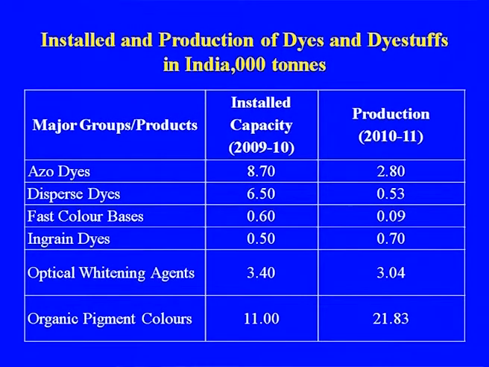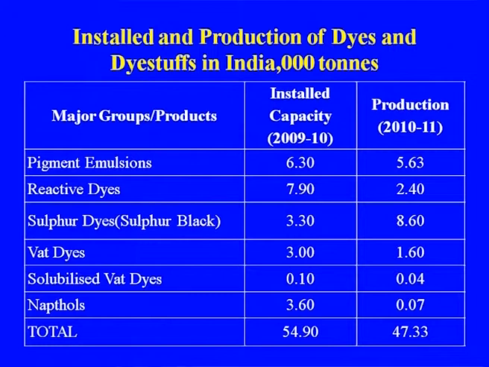These are some of the data available from the Ministry of Chemical and Fertilizer, and from the annual report you can see the installed capacity and production of the dyes and dyestuff industry. So, this is the installed capacity and this is the production figure. Azo dyes, disperse dyes, fast color bases, ingrained dyes, optical whitening agents, organic pigment color. The figure is multiplied by 1000. The pigment emulsion, reactive dyes, sulphur dyes, vat dyes, solubilized vat dyes, naphthols, etc.